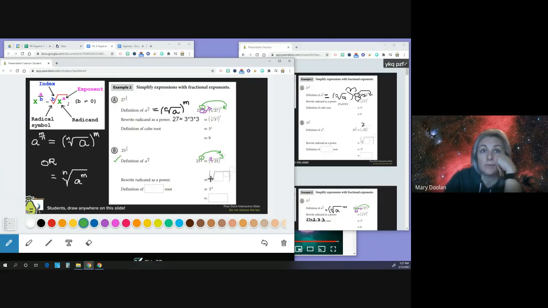Our next step is to rewrite the radicand as a power. Okay. The radicand is 25. So 25 we're going to rewrite as a power. And we want the power to match the index. The index is 2. So we want to rewrite 25 as something squared, right? What's 25 the same as something squared?